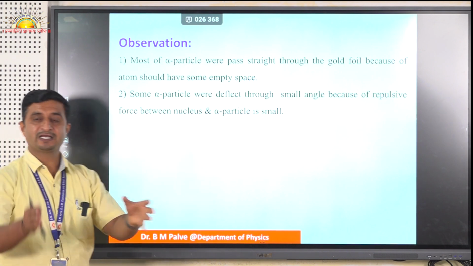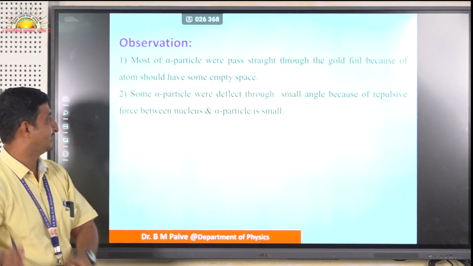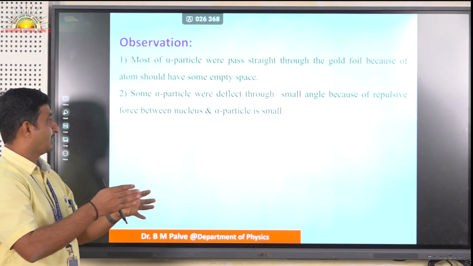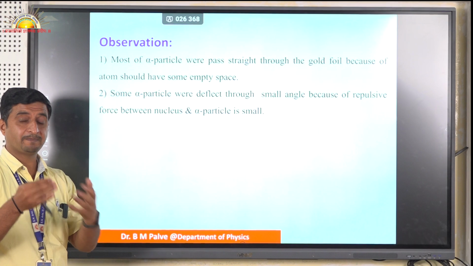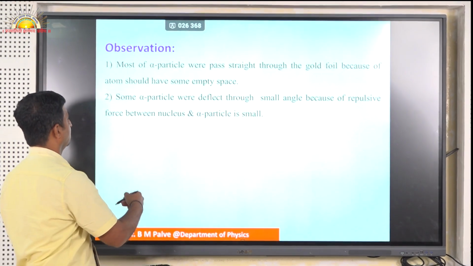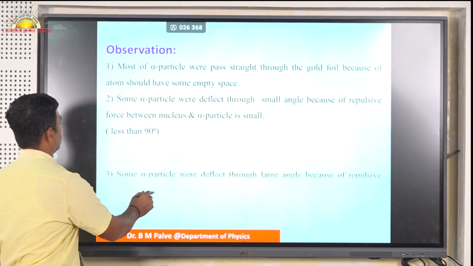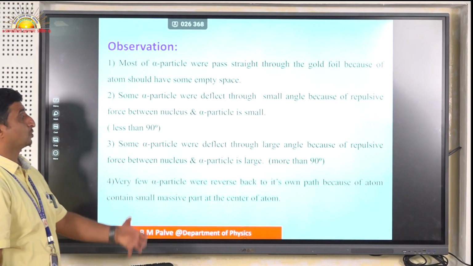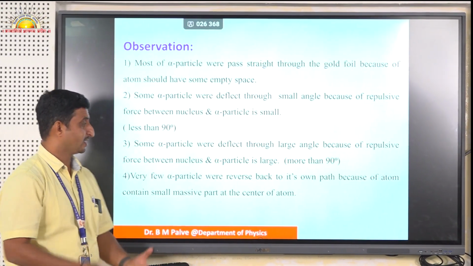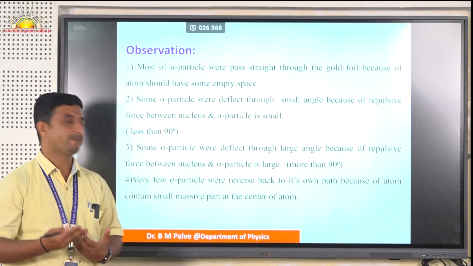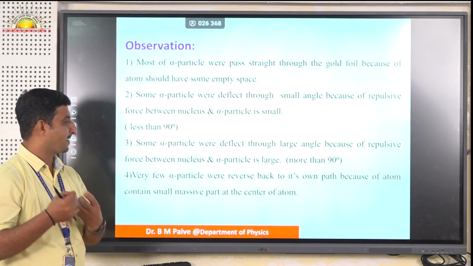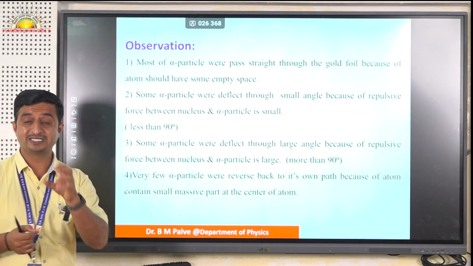Some alpha particles were deflected through a small angle. It means there is a repulsion between these alpha particles and another particle present inside the nucleus, that is nothing but the proton. Some alpha particles were deflected through a large angle, more than 90°. Very few alpha particles came back along their own path because the atom contains a small massive part at the center of the atom, and that is nothing but the nucleus.